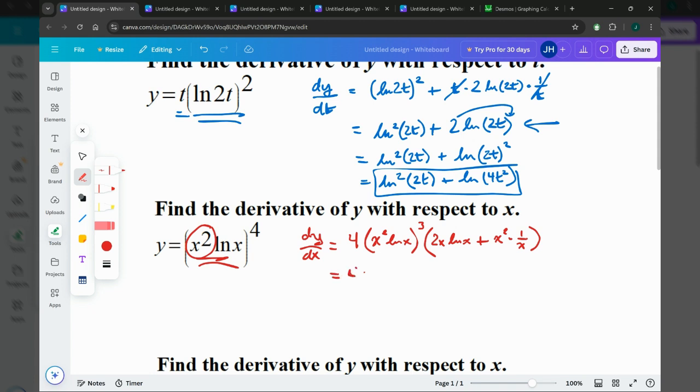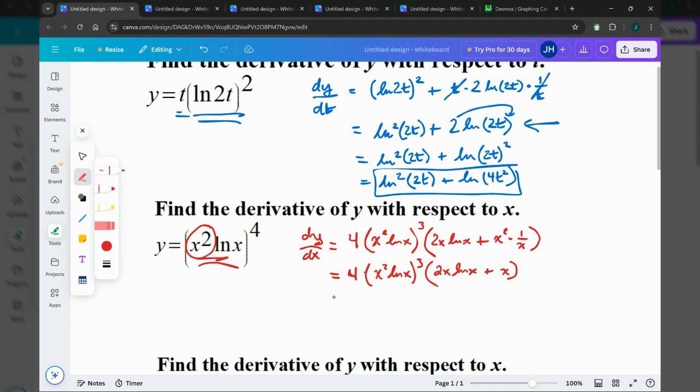There's not much here I can do to simplify. This is going to be 4 times x squared natural log of x to the third. And in the parentheses here, I'd have 2x natural log of x plus x. And like I said, really, how much more can we do there to simplify? I think if we're taking a test, this derivative would be just fine.